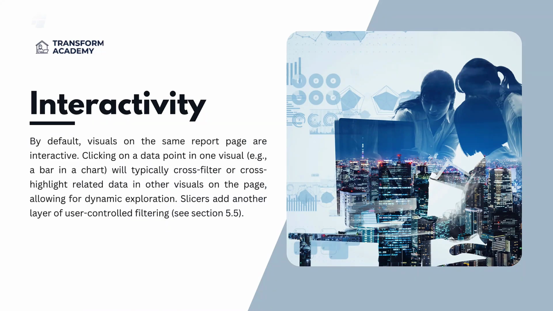Interactivity. By default, visuals on the same report page are interactive. Clicking on a data point on one visual, for example, in a bar chart, will typically cross-filter or cross-highlight related data in other visuals on the page, allowing for dynamic exploration. Slicers add another layer of user-controlled filtering. See section 5.5.